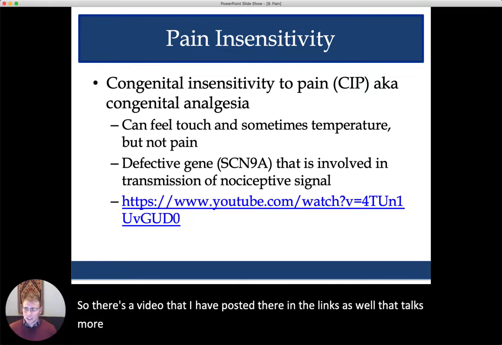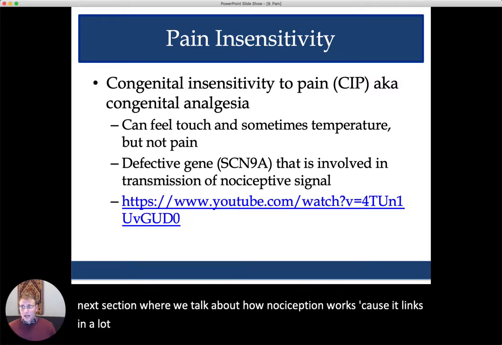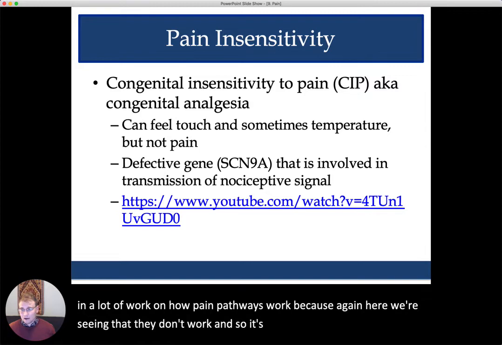So there's a video that I'll have posted there in the links as well that talks more about CIP, and I think this video will make most sense after the next section where we talk about how nociception works, because it links in a lot of the work on how pain pathways work, because again, here we're seeing that they don't work. And so it's a breakdown of the typical nociception process.